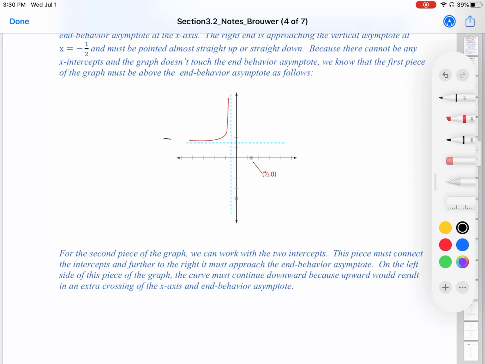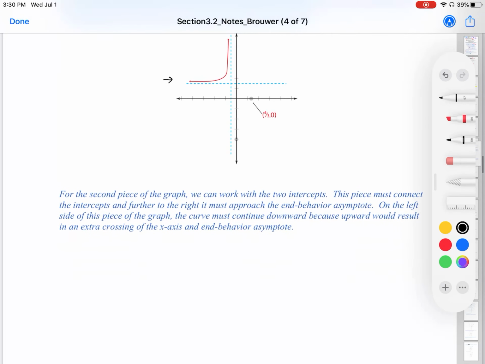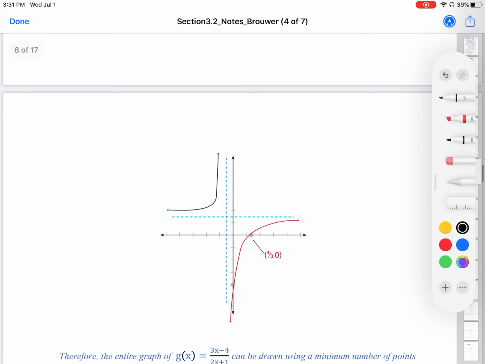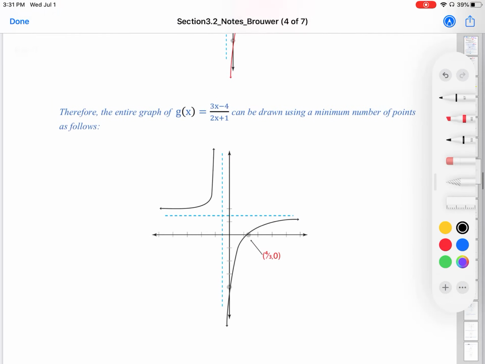So we have this graph here. For the second piece of the graph, we can work with 2 intercepts. The piece must connect the intercepts, and further to the right, it must approach the end behavior asymptote. So in other words, we have these 2 points that are part of a line, and this line can get closer to our asymptotes but never cross. So it's forced to look like a curve like that. And there we have our graph of our function g of x.